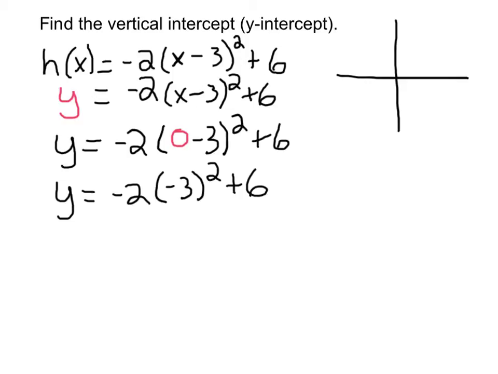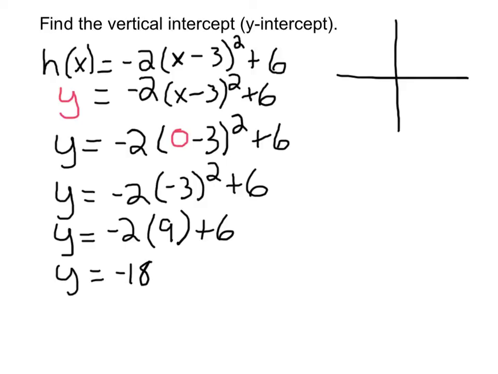Now when you're doing your order of operations here, we have to know that this exponent comes first. So I'm going to have to square the negative 3 first. So we've got y equals negative 2 times, negative 3 squared is 9, times 9 plus 6. So y equals negative 18 plus 6. So y would equal negative 12.